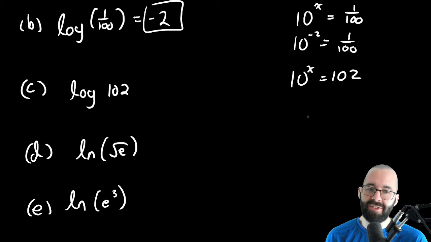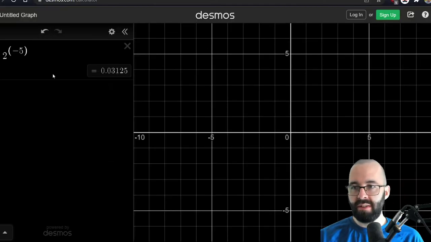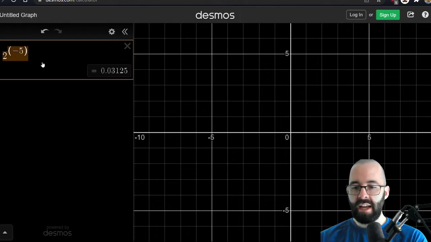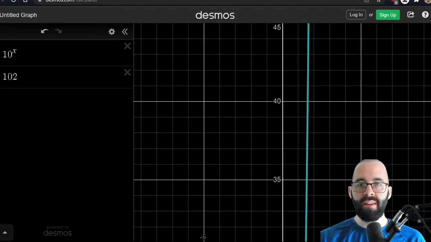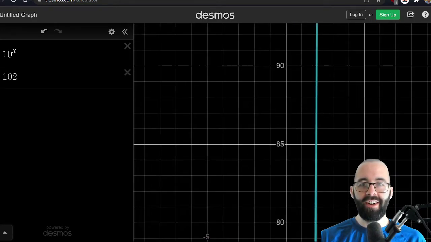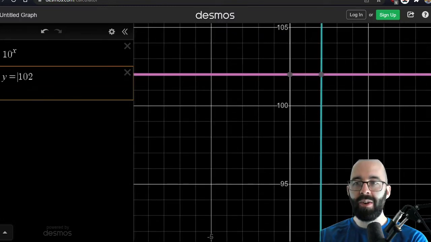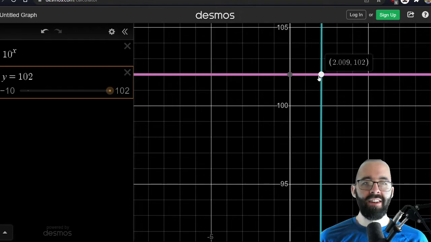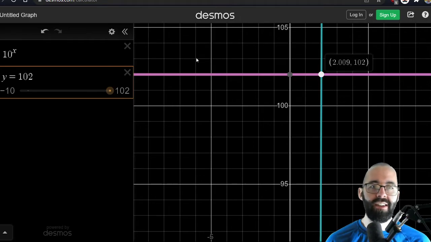Nothing. Well, that's not true. Not an integer. There's a number. It's just going to be an irrational number. 10 raised to what power is equal to 102? Look at that. 10 raised to what power looks like this. When does that equal 102? Right there. At about 2.009.